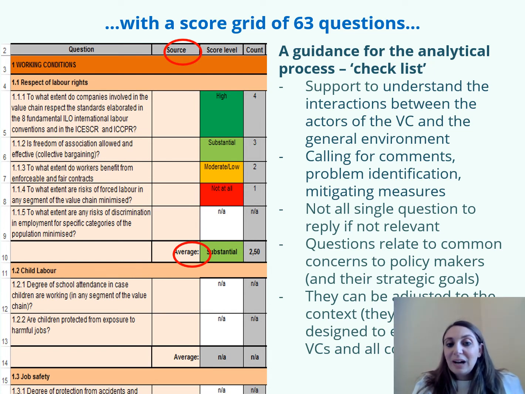The social profile is not there to limit you, but is there to support you. It is a sort of checklist of what are the topics that can be important for policymakers to be informed on so that they can take action if relevant. The social profile is not there to limit you. So this means that the question may be formulated in a way that is not completely applicable to your value chain. This is not a problem.